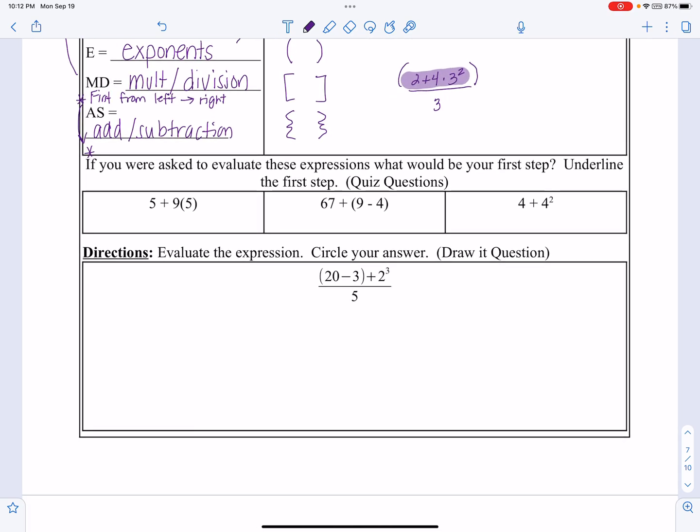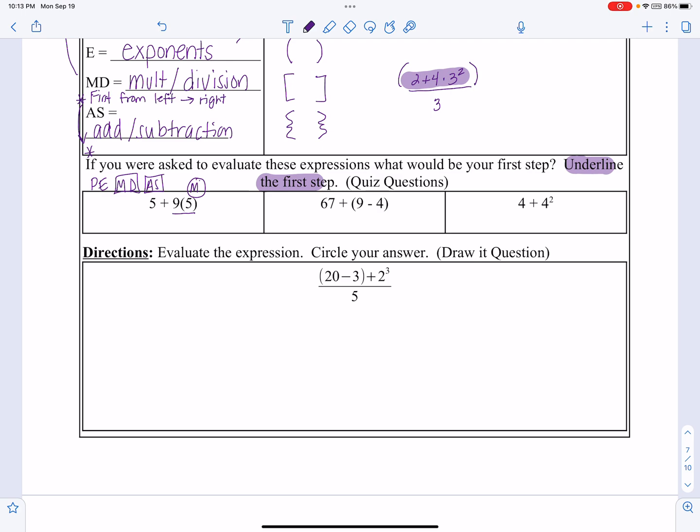So we're going to evaluate these expressions. It says, what would be your first step? Underline the first step. This is a good practice for your quiz on order of operations when that comes. So I know my Please Excuse My Dear Aunt Sally. I have Please Excuse, and I always box them, My Dear Aunt Sally. That's how I remember it, a little note. So I know I'm going to be doing this multiplication first to solve. Technically, that's the only thing it says: what's your first step, underline the first step.